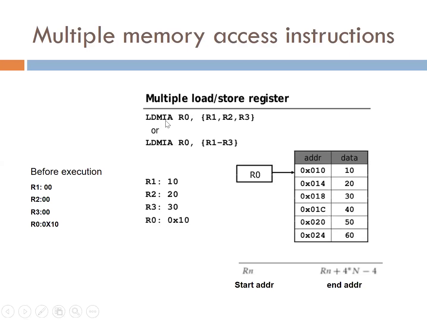So the first example we are considering is with the suffix IA. LDMIA R0 comma within the flower brackets the register list. We have seen the syntax for this instruction. It need not always be 3 registers. It can have R0 to R12 registers.